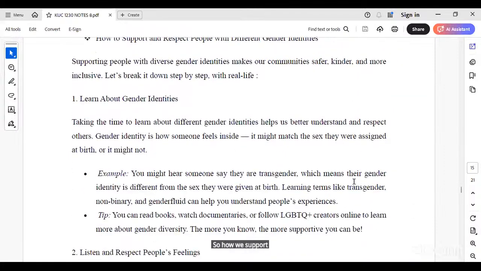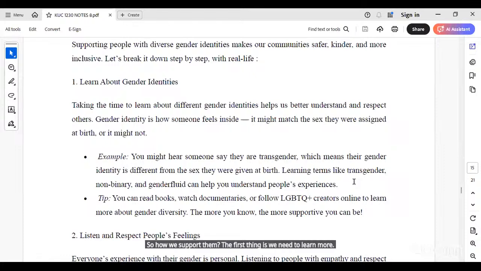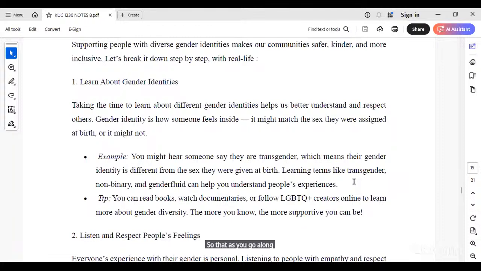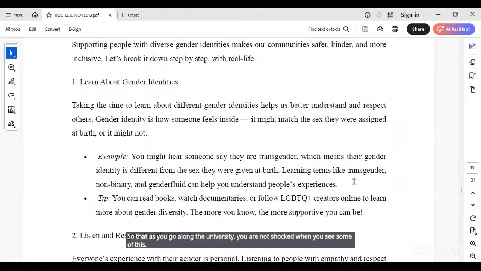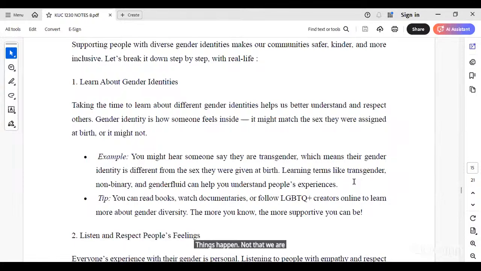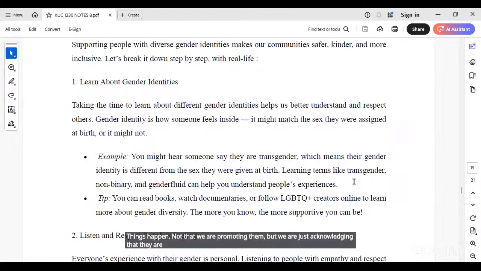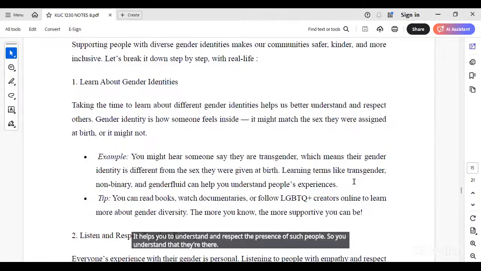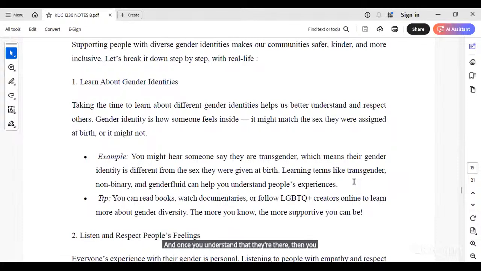So how do we support them? The first thing is we need to learn more about these gender identities. And that's why now, for example, in this unit, we have to introduce you into the reality of this, so that as you go along the university, you are not shocked when you see some of these things happen. Not that we are promoting them, but we are just acknowledging that they are part of us. Okay, so when you take time to learn about the different gender identities, it helps you to understand and respect the presence of such people. So you understand that they are there, and once you understand that they are there, then you respect their presence.